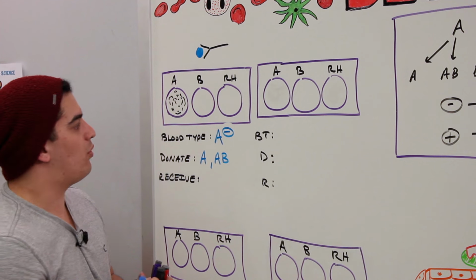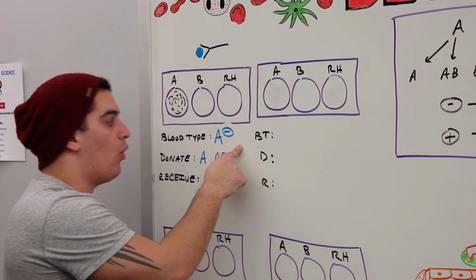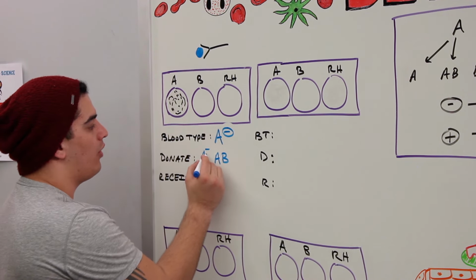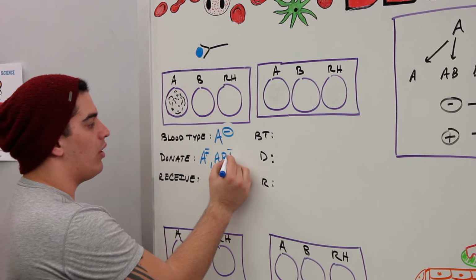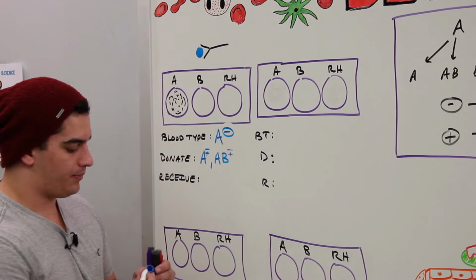And then the next thing is, what do we have? He's negative. Well, what did I say a negative can give to? A negative can give to a negative, or it can give to a positive. So this person could donate to A negative or positive. And this person could go donate to AB negative or AB positive. Okay? Receive.